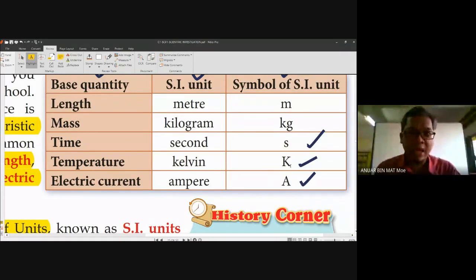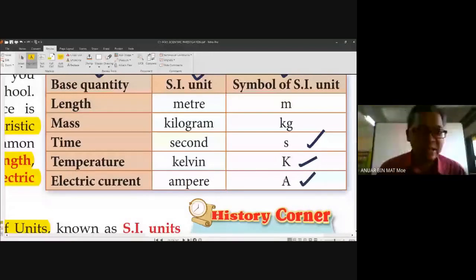Kelvin is actually the name of a person, maybe a scientist long time ago that discovered and did the research about temperature. So they used the scientist's name to make the unit. Ampere also is the name of the person that discovered electric current. In order to honor them, to appreciate their work, they took their names and made them into units.